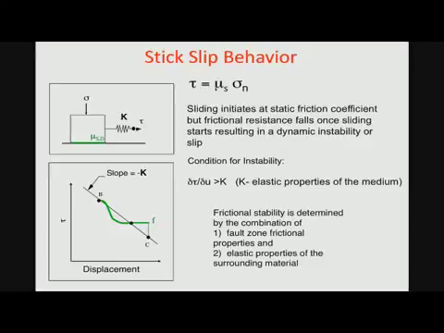Okay, so the importance is that frictional stability is both a function of the actual friction on the fault, but also the properties K, which can reflect the elastic properties of the medium. So whether you're going to have earthquake behavior, stick slip, is a combination.